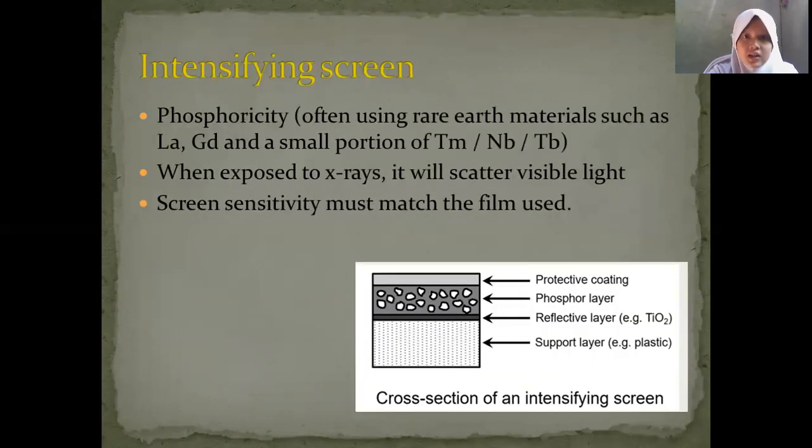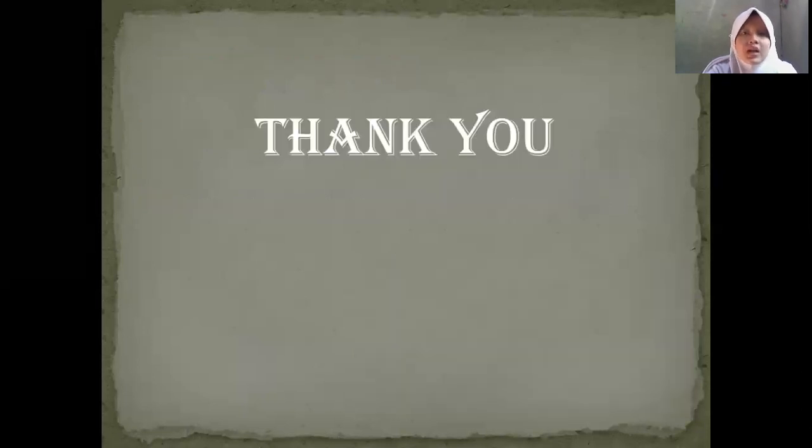In the intensifying screen, phosphors often use rare earth materials such as La, Gd, and a small portion of Tm or Nb or Tb. When exposed to X-rays, it will emit visible light, and the screen is sensitive to the film used.